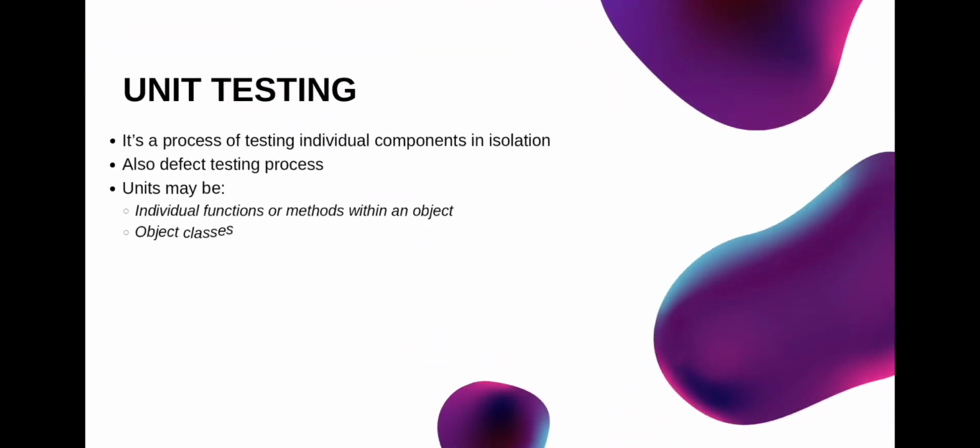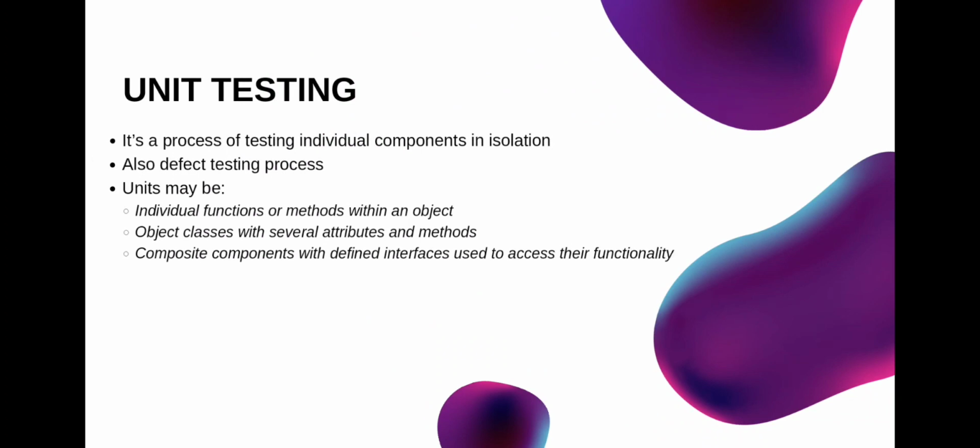For unit testing, it's a process of testing individual components in isolation. It is also a defect testing process. Units may be individual functions or methods within an object, the object classes with several attributes and methods, or composite components with defined interfaces used to access their functionality.